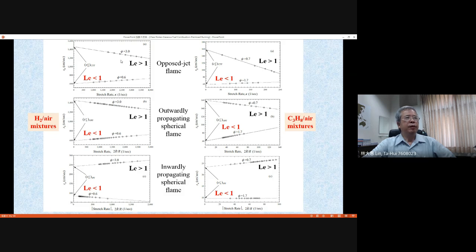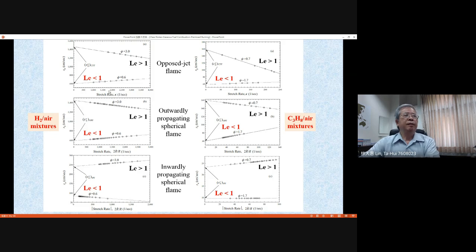But oppositely, for the rich hydrogen and lean propane, they do have the case for the Lewis number larger than 1. Okay, now we look at the results. For the case of Lewis number smaller than 1, here lean hydrogen flame reaches a proper flame, and you can see as you increase the flow stretch, the flame speed is increased.